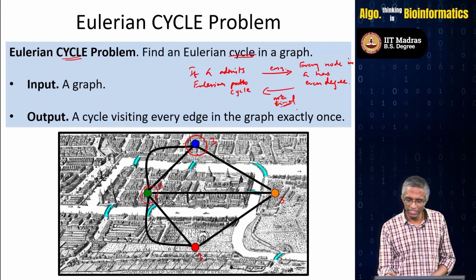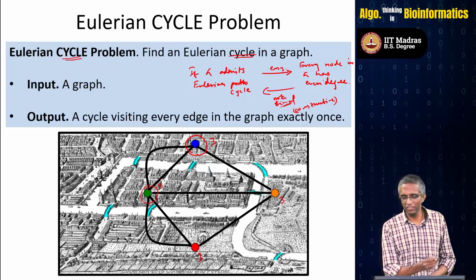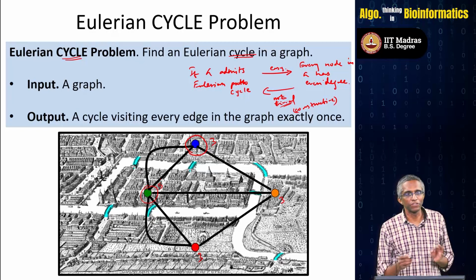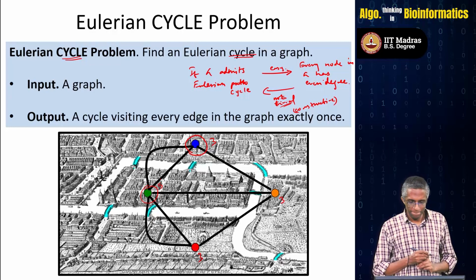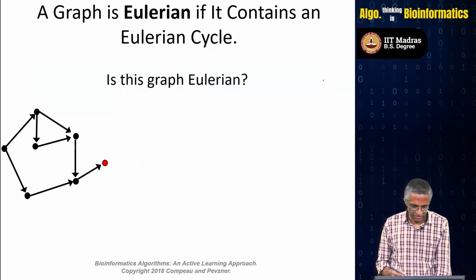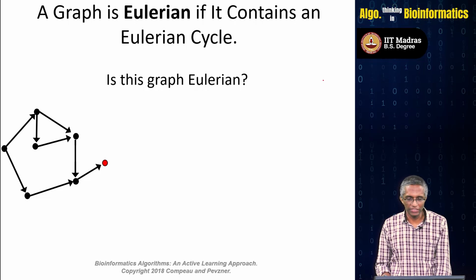He gave a constructive proof, meaning that it will actually give you an algorithm that will construct this Eulerian cycle given a graph where every node has even degree. Okay, and that is what we will see in the next set of slides. So a graph is Eulerian if it contains an Eulerian cycle.